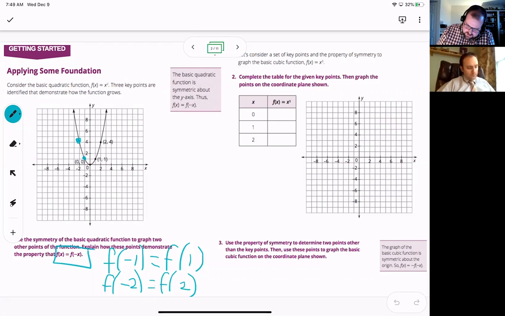Okay, then we're doing the same thing, it looks like, for the cubic function, but now we have to graph this ourselves. So if we're trying to find cube values, 0 times 0 times 0 is 0. 1 times 1 times 1 is 1. And 2 times 2 times 2 is 8. So those points: (0, 0), then (1, 1), and then (2, 8).